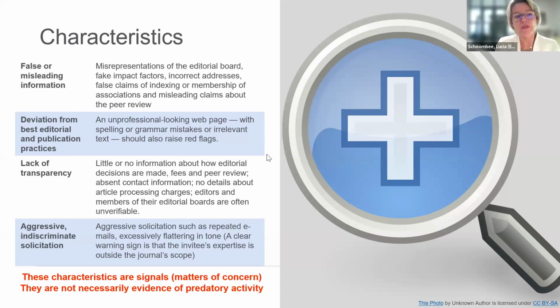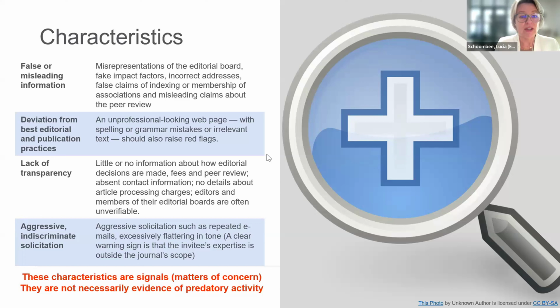Some of the other clues that you could pick up on that it might be a predatory journal is that it has an unprofessional-looking web page, there are spelling and grammar mistakes or some irrelevant text, etc. So this is a red flag, but this doesn't necessarily mean it's predatory. It could be just a sloppy journal.